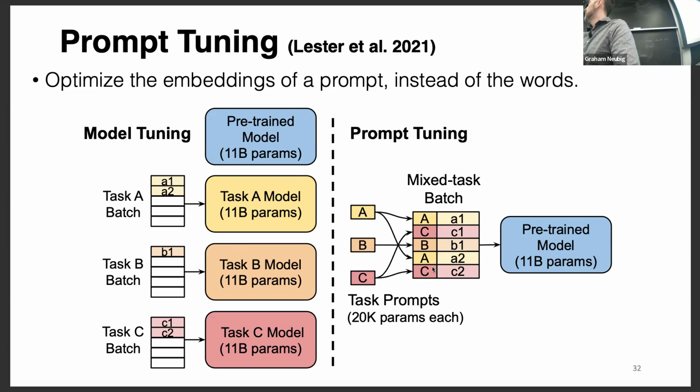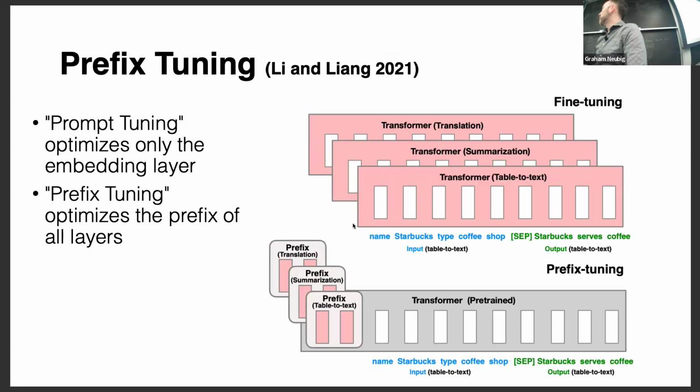So now let's take that even a step further. This is only training the embeddings that you input into the model. There's a method called prefix tuning. The way prefix tuning works is, instead of training only the embeddings that go into the model, they actually train a prefix that you then append to every layer of the model.